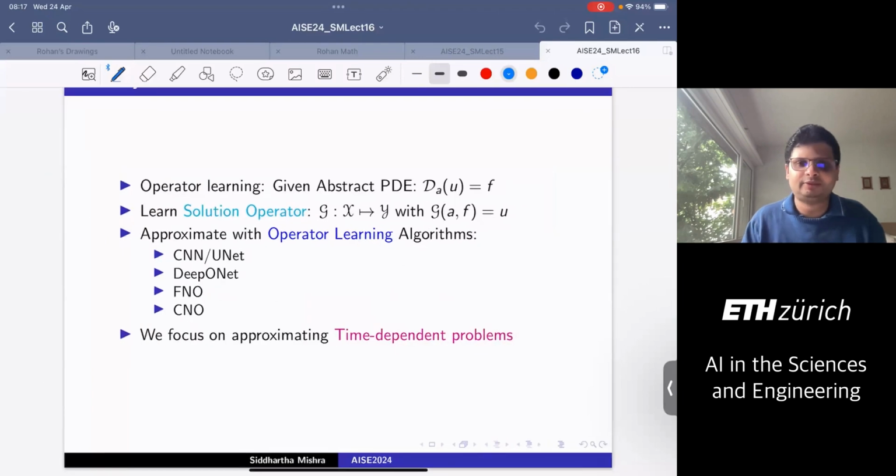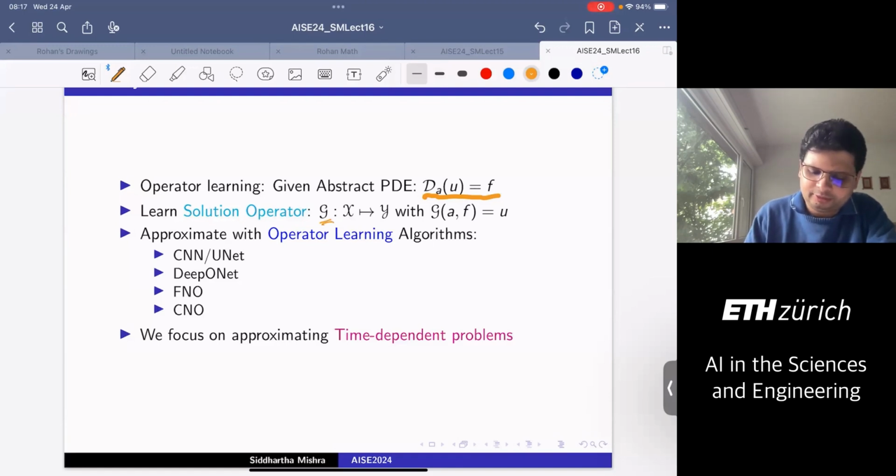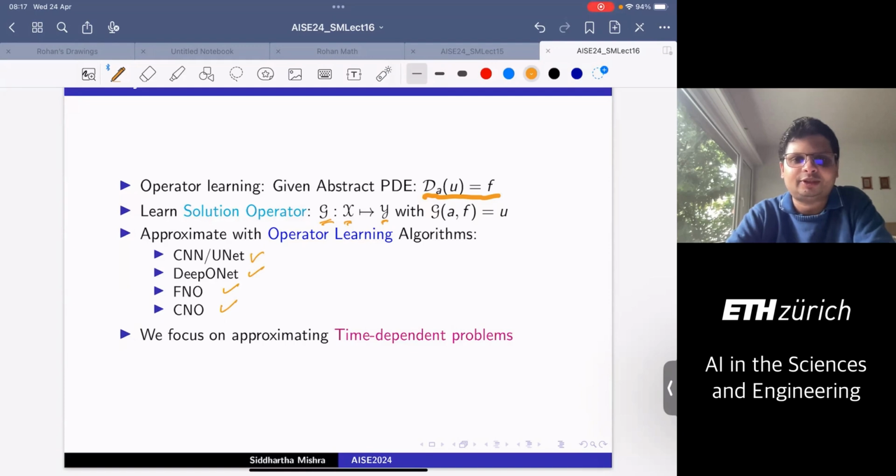So we're still working with operator learning. Which means that we have an abstract PDE of this form, and we are interested in learning the solution operator, the operator G that maps the inputs X to the solution of the PDE Y. So this is the basic idea. And so far, we have seen a whole plethora of operator learning algorithms, whether it is CNNs or DeepONet, FNO, CNO, and so on. They have different features, different attributes, different strengths and weaknesses.